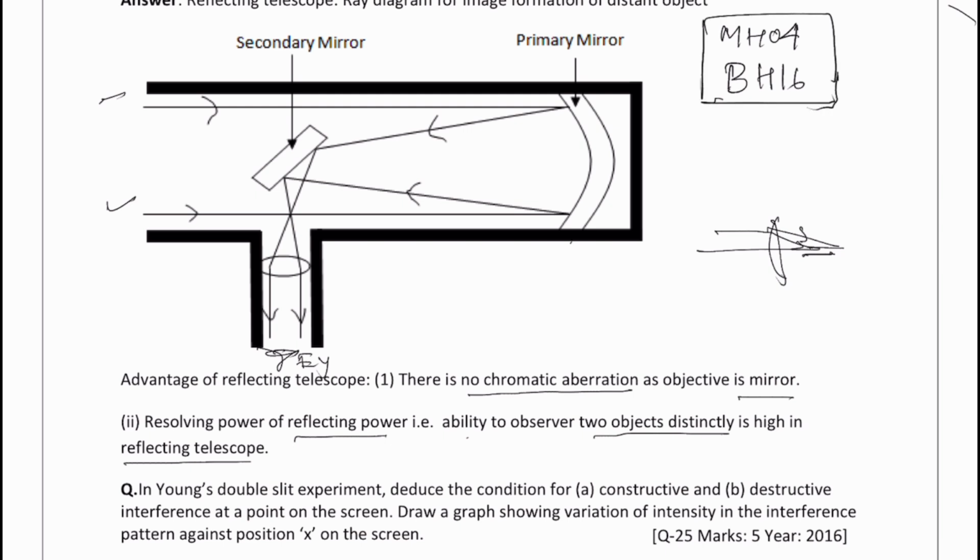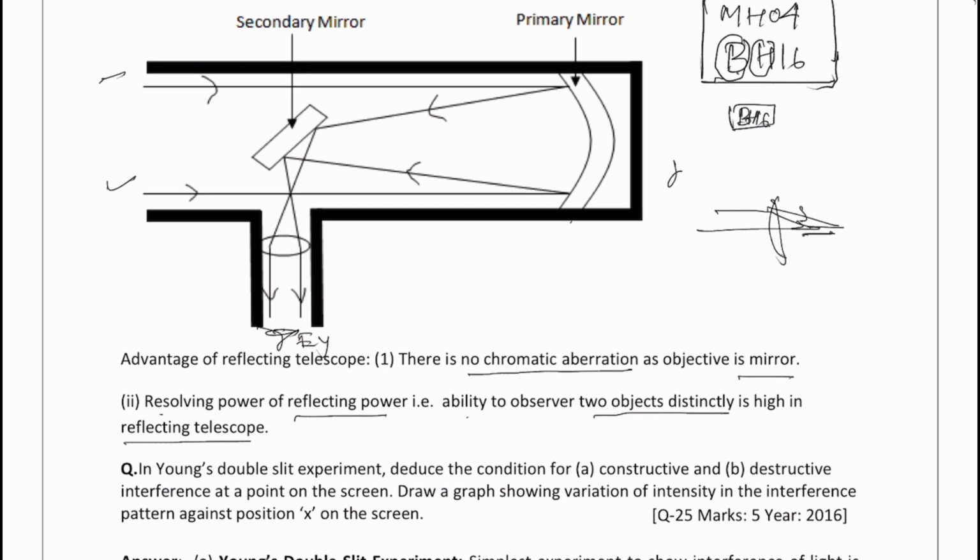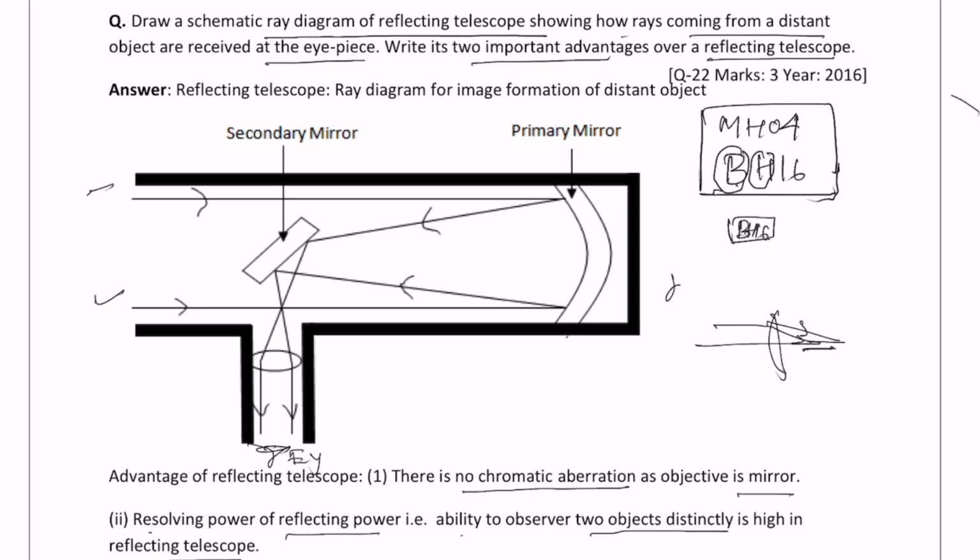Now if the optical instrument has high resolving power, then from a distant place you can see each letter separately. You can distinguish that this is B, this is H. If the resolving power is less, then it looks continuous, or you cannot read it. That is the significance of resolving power. So in this reflecting type telescope, the resolving power is high and chromatic aberration is absent, because we are using a mirror instead of a lens. So you can take the screenshot.